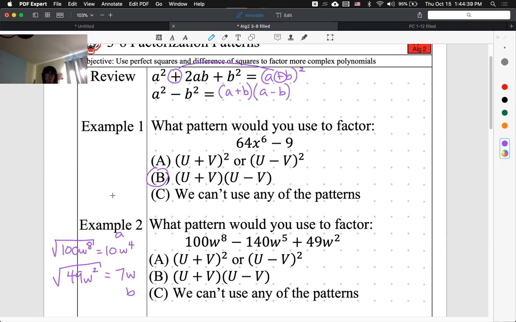Yes, it is. When I multiply w to the power of 4 by w, I get w to the power of 5. That's the middle term. When I have 10 times 7, that's 70. Double 70, 140. What's going on with the negative?